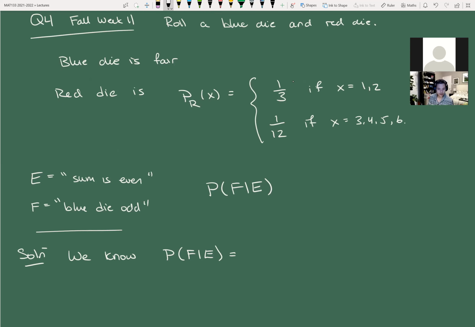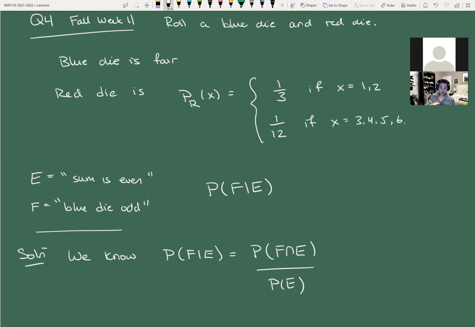So if I wanted to do it directly, what would we do? Anyone remember what the conditional probability formula is? Oh, its sum is 7, not even. No, let's do even. Okay, yeah, beautiful. So it's the probability of F intersect E divided by the probability of E. Perfect.